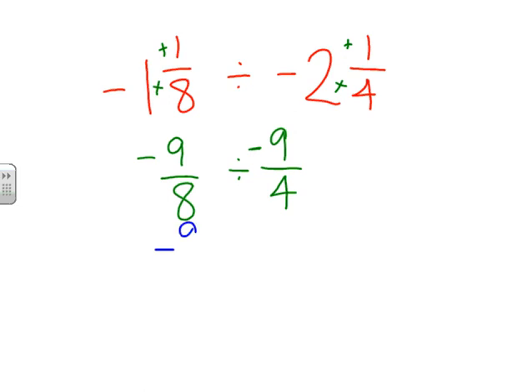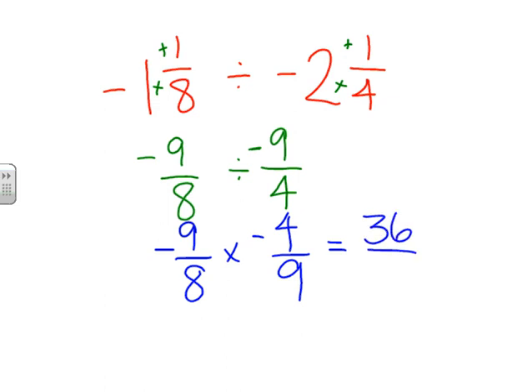We're going to change it, rewrite it as negative 9/8 multiplied by negative 4/9. And then we can multiply straight across. Negative times negative is a positive. 9 multiplied by 4 is 36. 8 multiplied by 9 is 72. And both of those have a common factor of 9.